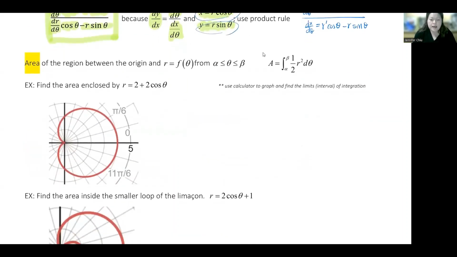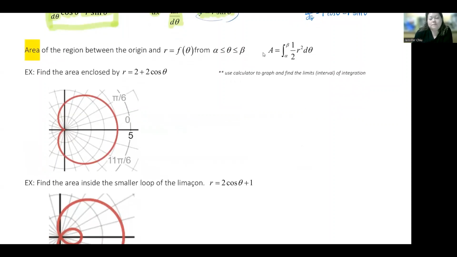All right, the next one is not as intuitive. So again, figure out how to memorize this or see if there's a similarity here. It's kind of interesting. So it says find the area of the region between the origin and r equals f of theta from alpha to beta. And the formula is 1/2 r squared d theta.